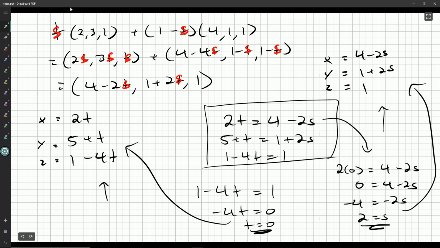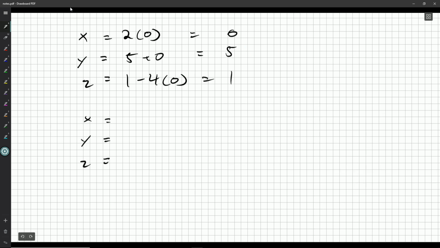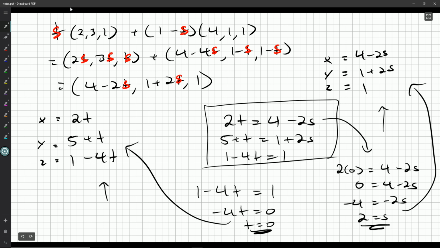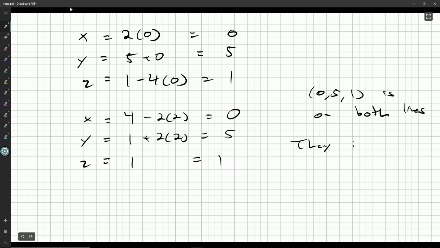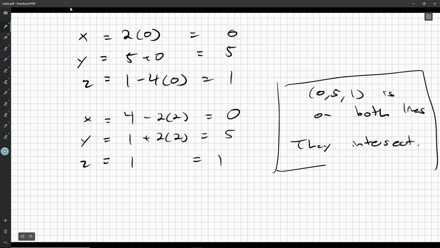Is that point also on the other line? Well, if it is, we should get it by plugging in s equals 2. So 4 minus 2 times 2 is 0, 1 plus 2 times 2 is 5, and z is 1. So yes, (0, 5, 1) is on both lines. So they intersect. They are not parallel. We already worked that out. The direction vectors we found are not scalar multiples, but we were able to show that they have a point in common. So these lines intersect.